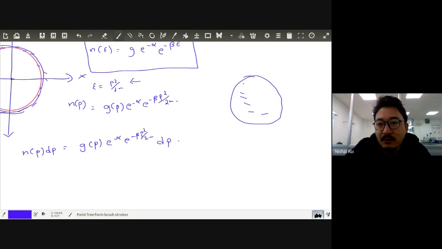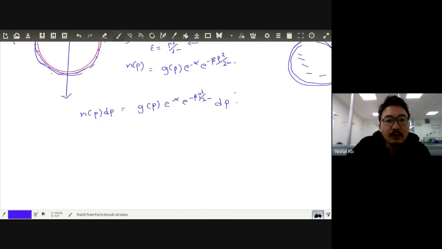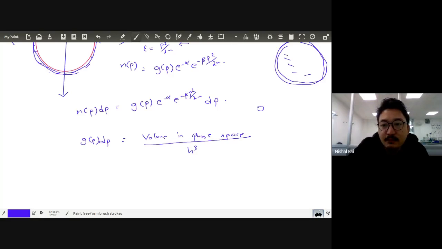A thin sphere over a sphere, this thin part of a sphere. So what you can do after this, you know that dp is basically what? Volume in phase space divided by h cube. h cube was the size of a small cell, if you all remember this.